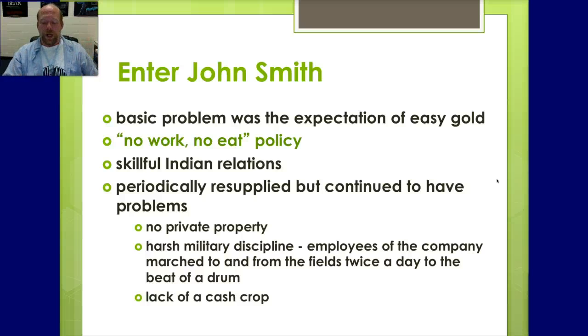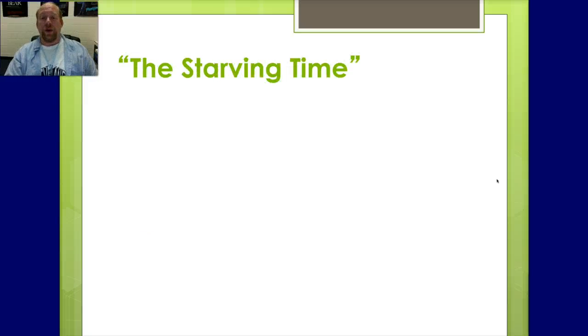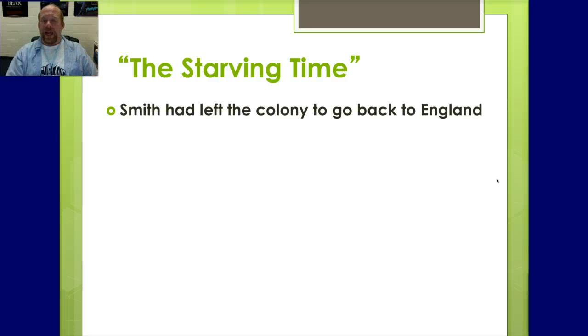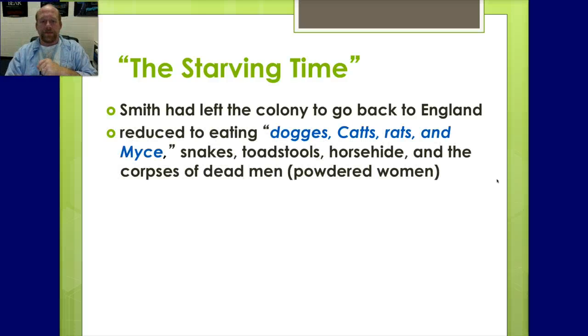So it was very difficult to establish themselves socially, politically, and economically. Okay. The Starving Time. You're going to read something else tonight about this, so make sure you pay close attention. Smith had to leave the colony to go back to England, much like Sir Walter Raleigh did with the Roanoke Island Company. He had to go back over there to get more supplies.